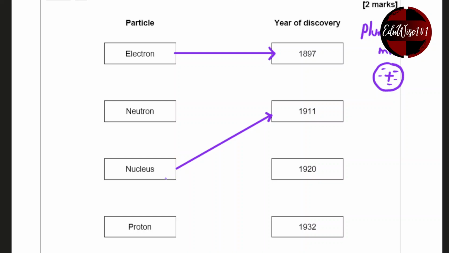Once the nucleus was discovered, then the proton was discovered, and that it's a proton that has a positive charge. Finally, it was the neutron that was discovered. Now, discovering the neutron actually took a lot of time because it didn't have any charge, so detecting it was really hard.